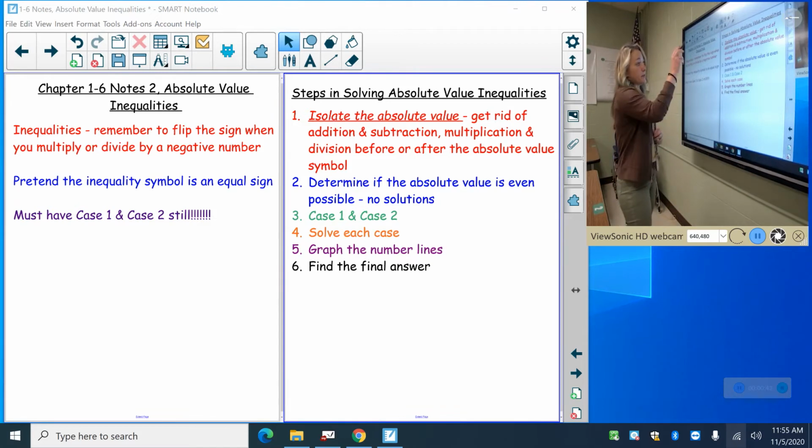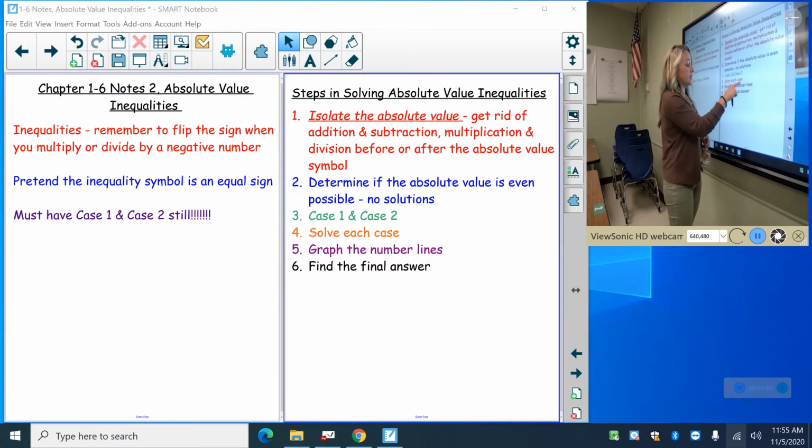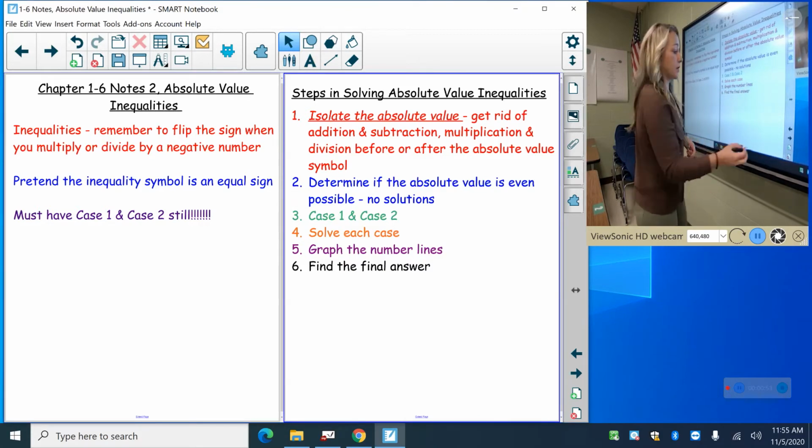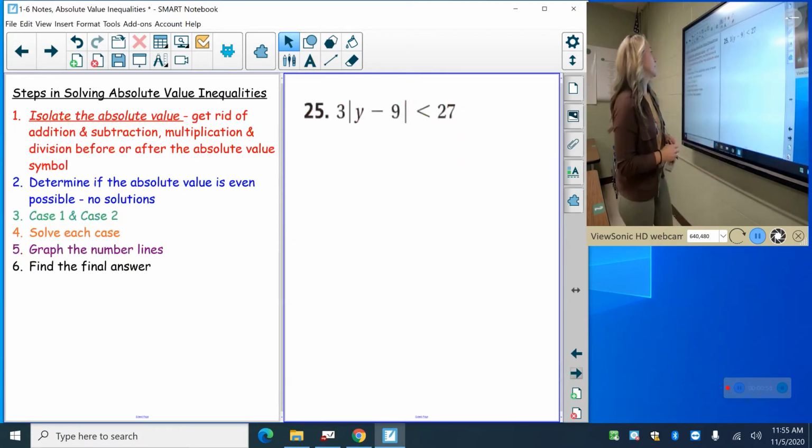I also have given you steps to solve inequalities because the end is a little bit different. Up until you get to solve each case, steps 5 and 6, these are new. And that's what we're going to talk about now. So let's go ahead and use the steps, and I'll help you get through solving absolute value inequalities.